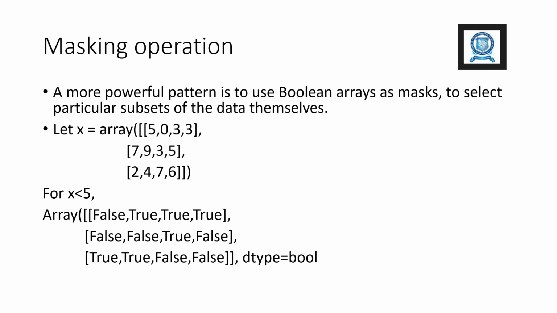Masking operation. A more powerful pattern is to use Boolean arrays as masks to select particular subsets of the data themselves. For example, let us consider x array with values 5, 0, 3, 3, 7, 9, 3, 5, 2, 4, 7, 6. For the statement x less than 5, we get the output like this: false, true, true, true, false, false, true, false, true, true, false, false. This is the normal output.